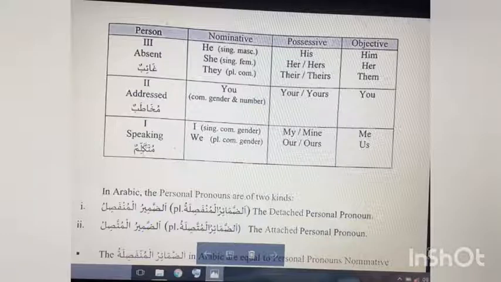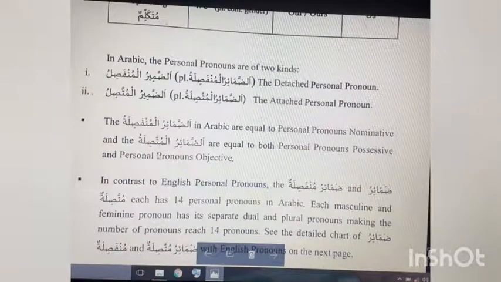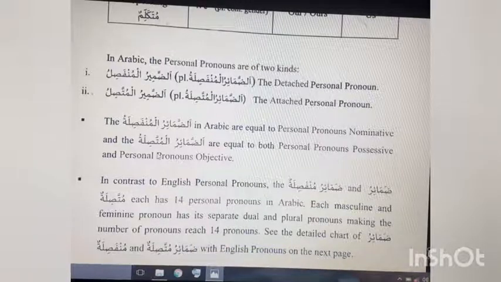I is the first person, mutakallim, singular. Now see, in nominative case I use I for singular common gender, we for plural, and my, mine, our, ours are in possessive case, me, us in objective case. In Arabic, the pronouns are of two kinds. We have already said that الضمير المنفصل and its plural الضمائر المنفصلة means detached personal pronoun. الضمير المتصل or الضمائر المتصلة as its plural means attached personal pronouns.